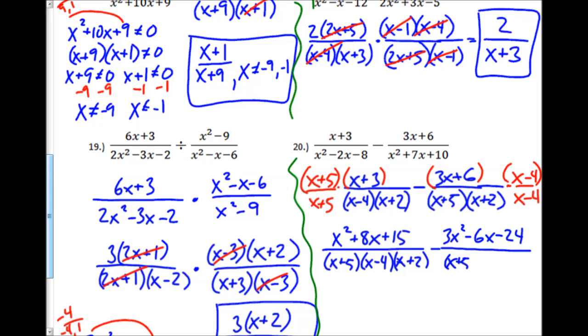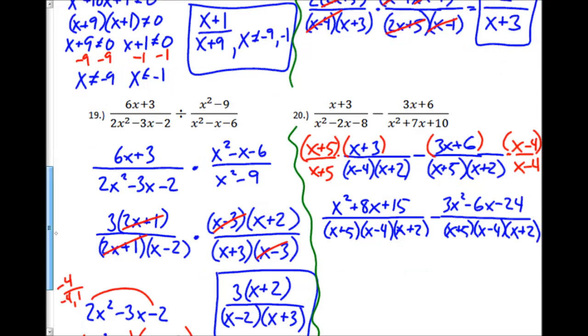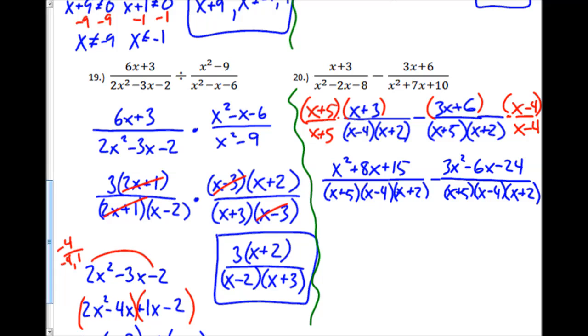For, once again, the x plus 5, x minus 4, x plus 2. And it doesn't matter what order you put those in. It's all the same thing. And now I can actually subtract these numerators. My recommendation is change it to adding the opposite so you don't make a sign error.